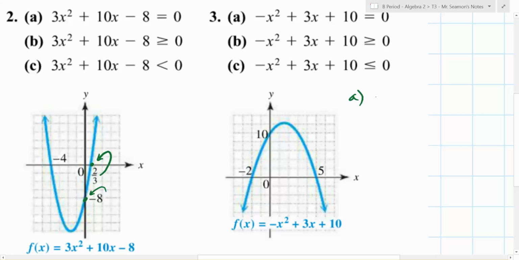Oh, wrong one. I'm sorry. A over here. X equals, these are single numbers because it's equals. X equals -4 or 2/3. Excellent.